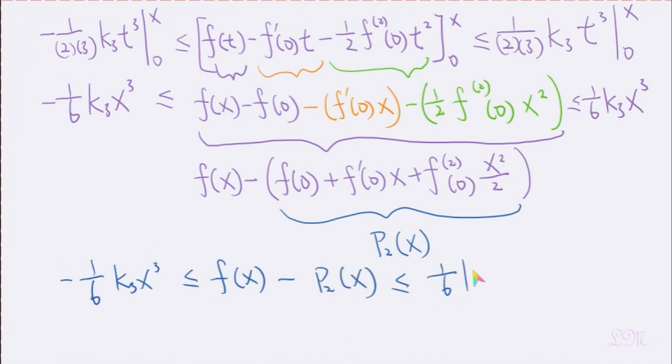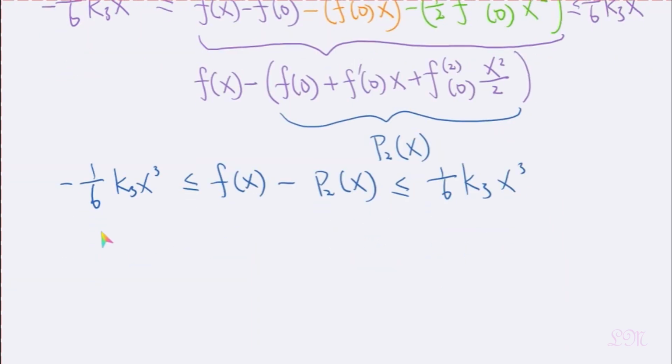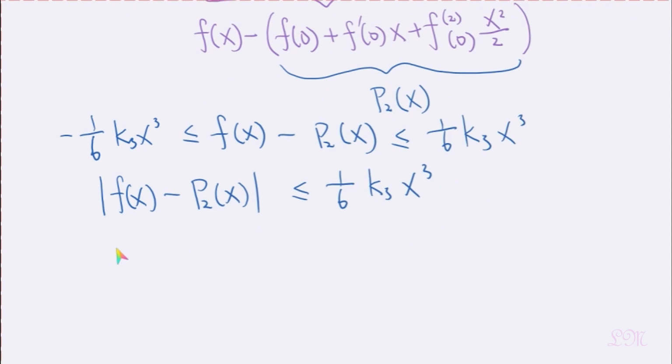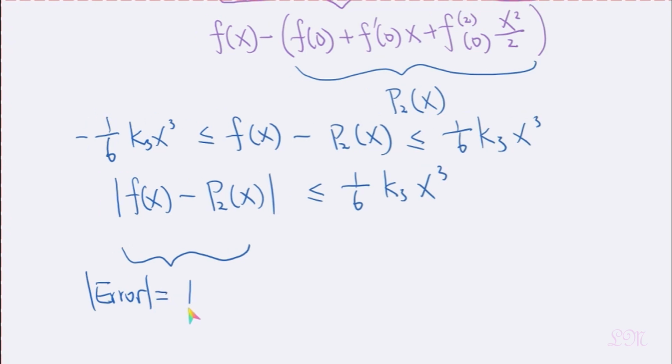So now our inequalities just become this. And rewriting them as an absolute value inequality, we have the absolute value of f of x minus p sub 2 of x is less than or equal to 1/6 times k sub 3 x cubed. This is precisely what we're trying to prove here, because this absolute value is equivalent to the size of the error, or the absolute value of the remainder, r sub 2 of x. And that's less than or equal to k sub 3 x cubed over 3 factorial.